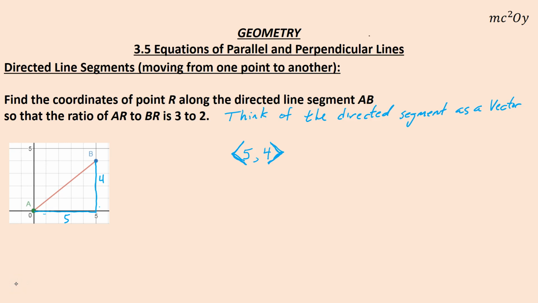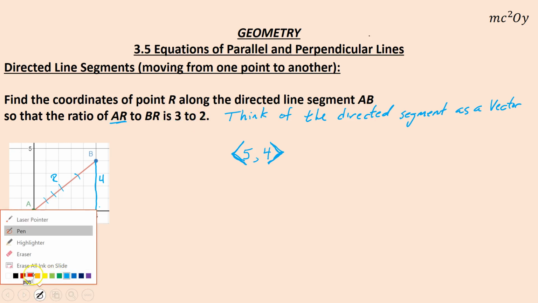Let's find the coordinates of point R along the directed line segment AB so that the ratio of AR to BR is 3 to 2. It's quite the mouthful, but really what they're saying is, where could you put point R along AB so that, let's pretend just for a second R was right there, AR would have 3 pieces in comparison to 2 over here. Now obviously that's the wrong spot because these pieces would have to be the same. The other thing to think about is if we're going 3 to 2, that means you have a grand total of 5 pieces.